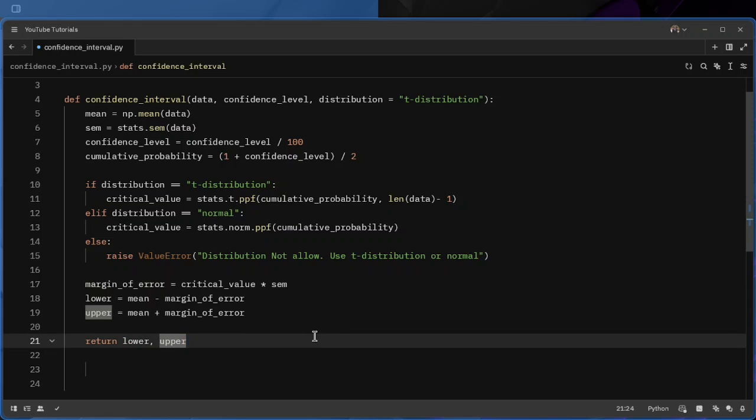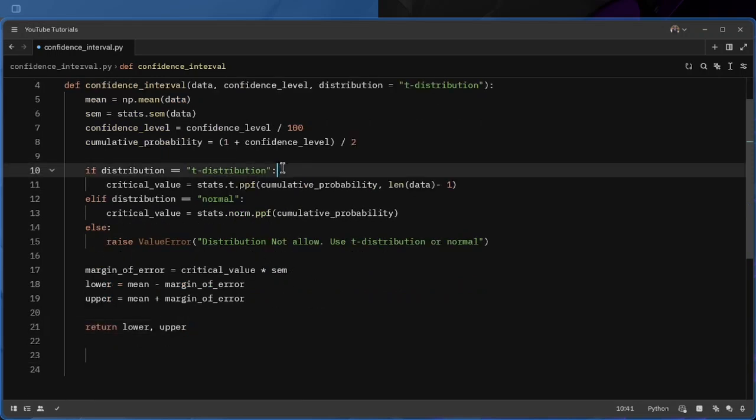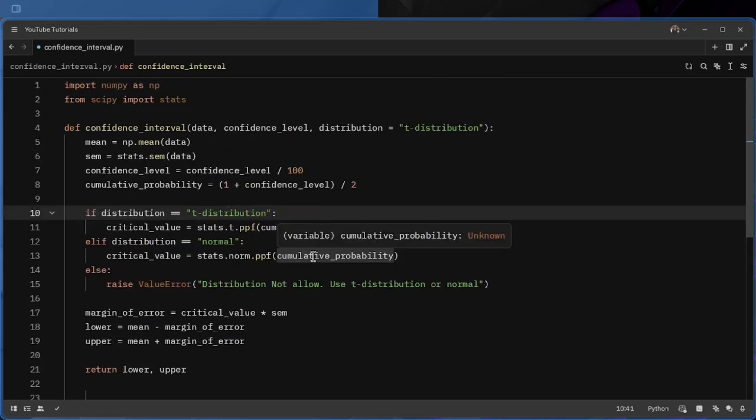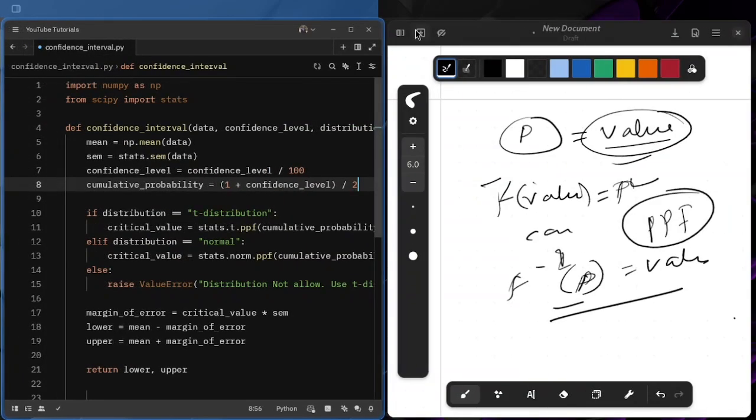You can try to optimize this function for your own need. You can add some other conditions, like if the data length is less than 30, you can automatically select the t distribution, and you can also adjust it according to your own needs. So this is how you can find a confidence interval in Python. So I hope this was helpful, and this is really simple.